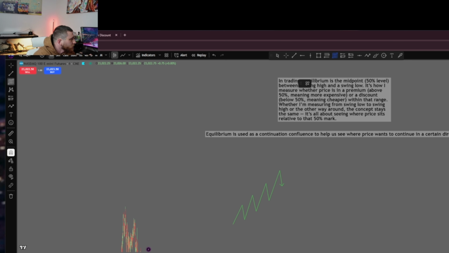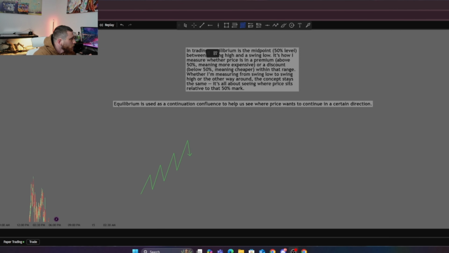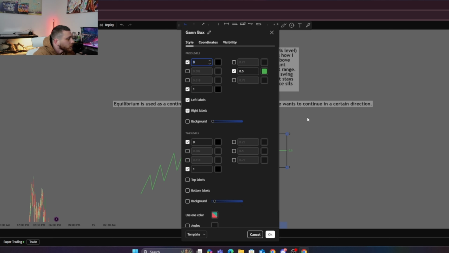Let's put this back. Right there. Let's give you guys my settings real quick. If you want to look at my settings for my Gann box, here they are. Screenshot them, whatever you want to do. Make it whatever color you want. Write it down in your notebook. These are my settings. Pretty simple. Got it? Good. Awesome.